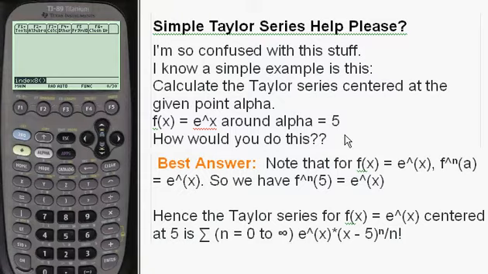But anyways, let's do this one here. He says, I'm so confused with this stuff. I know a simple example is this. And he gives you this: calculate the Taylor series centered at the given point alpha. And alpha is close to what you choose on the x value and y value for the derivative. And so the function is e to the x.